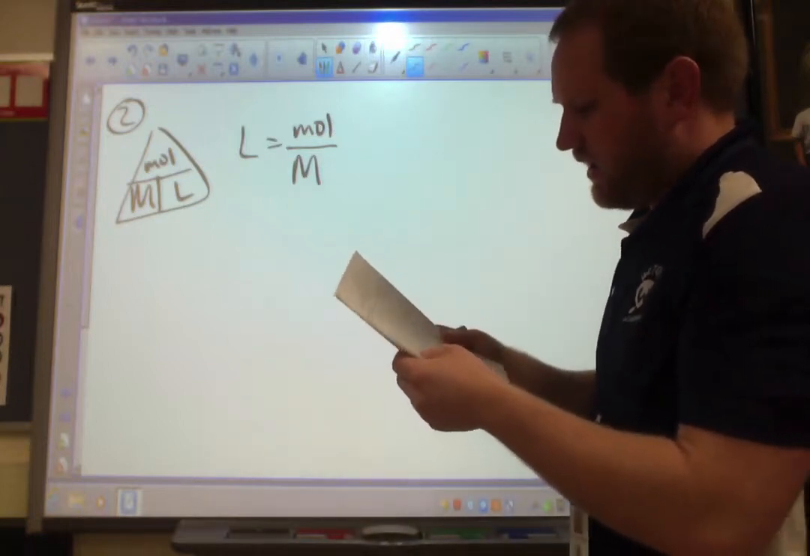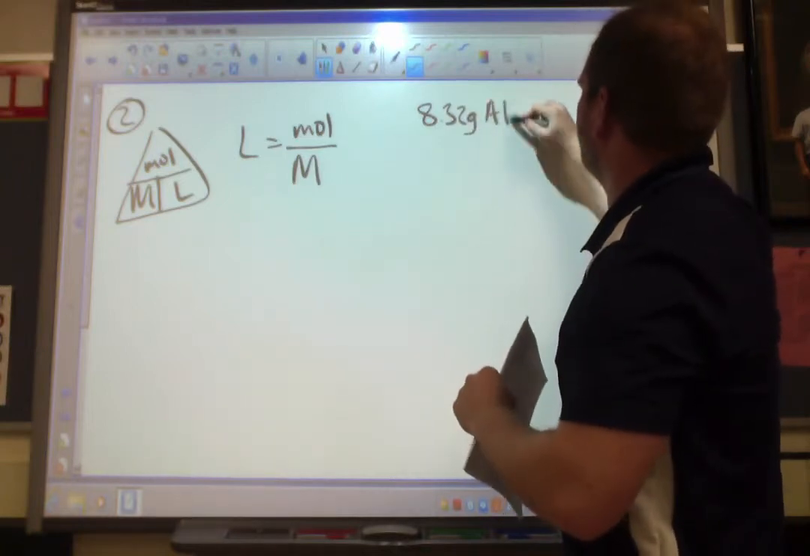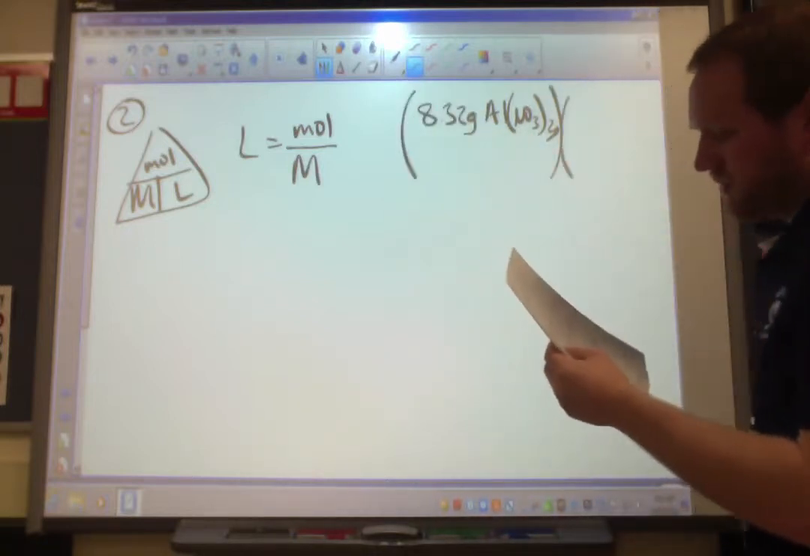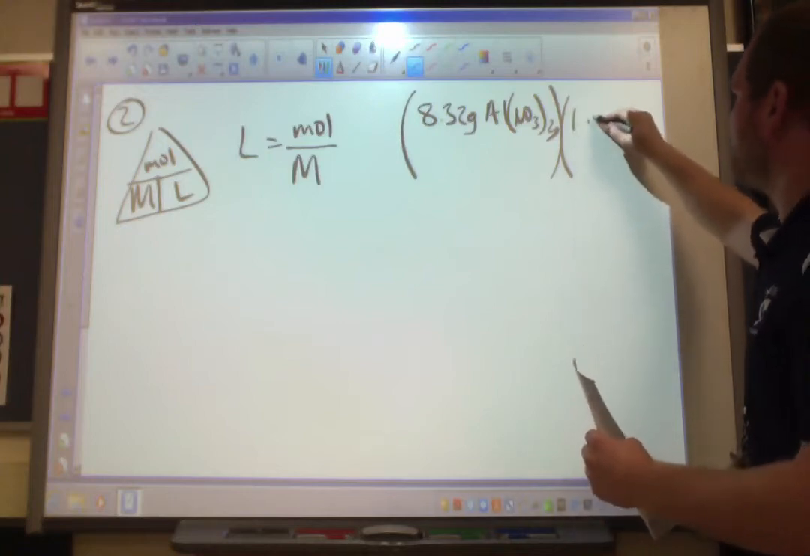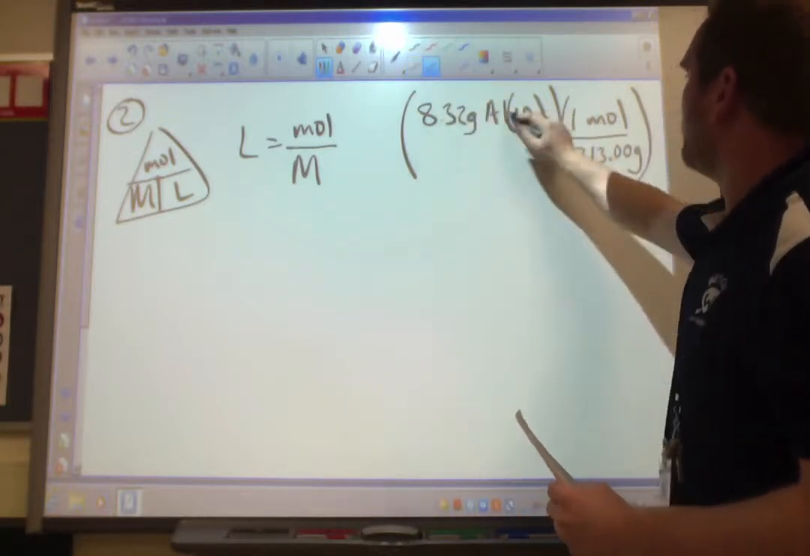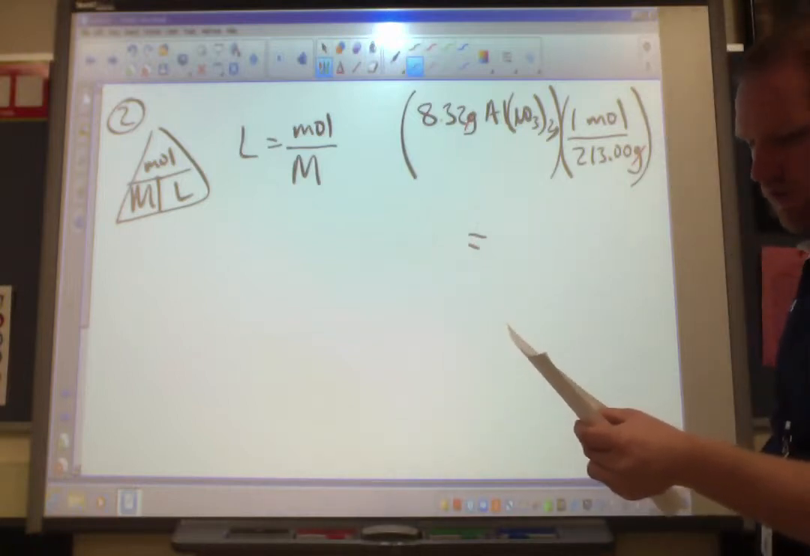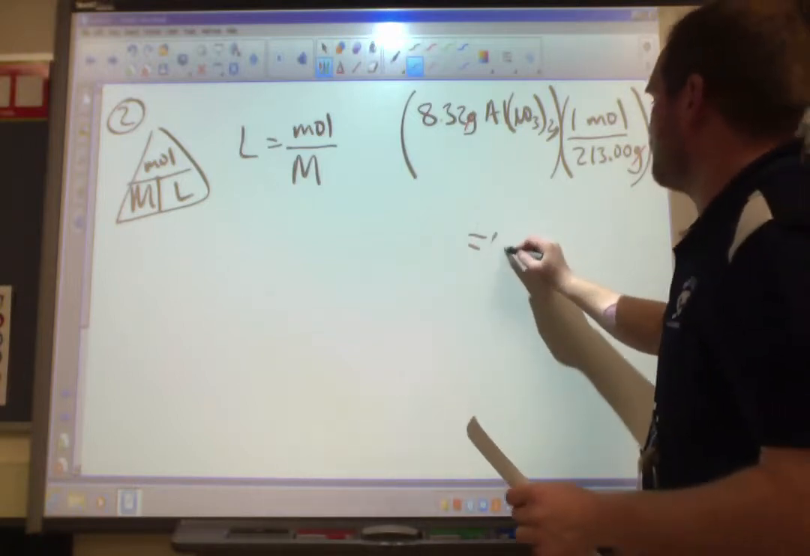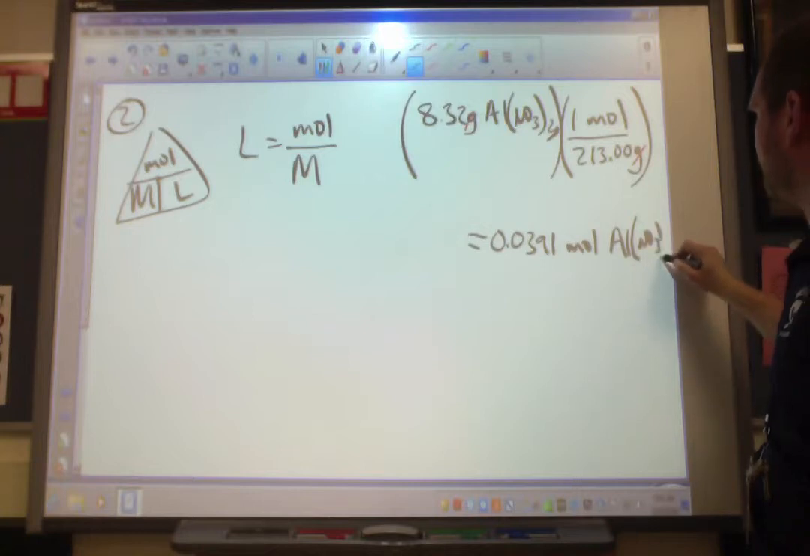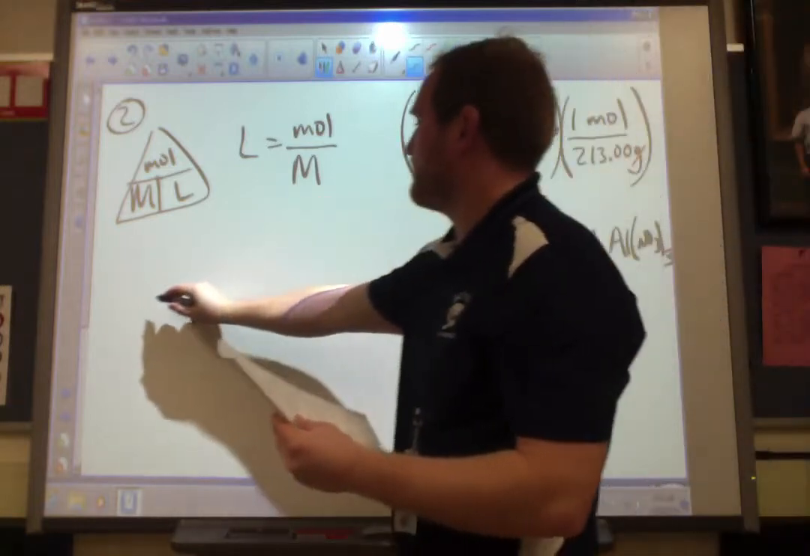like before. So 8.32 grams of aluminum nitrate, Al(NO3)3, and the molar mass of this is 213.00 grams. Gram cancels gram. This works out to be 0.0391 moles of aluminum nitrate. Okay, so that's my moles. Molarity is given in the problem, so we could just solve this right away.